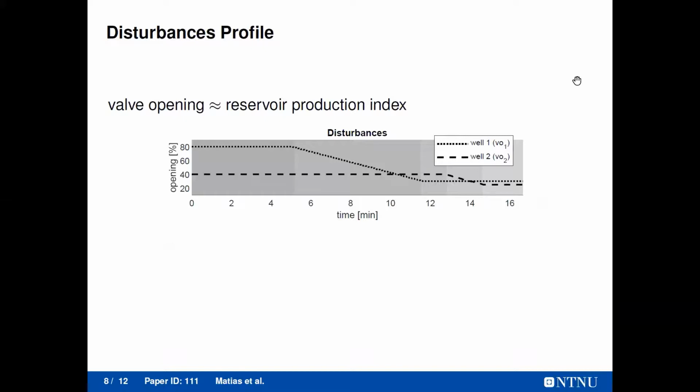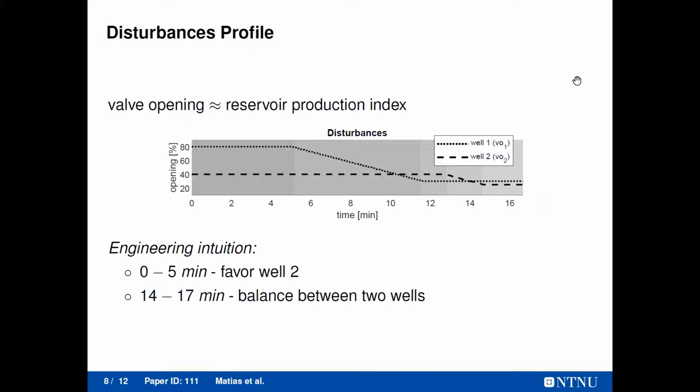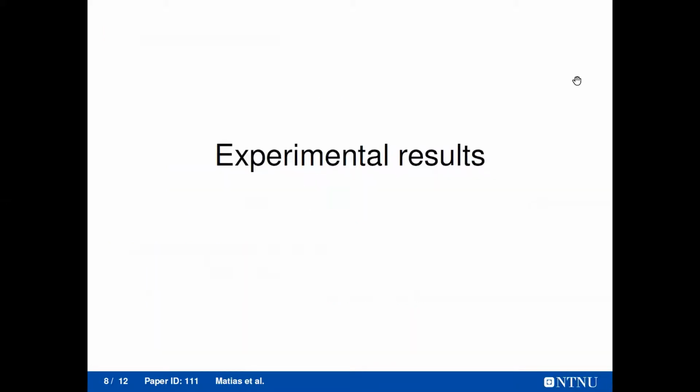Since we don't exactly know what the optimum is here, we had to use engineering intuition to determine the expected behavior of the production optimization methods. I'm not going to go into too many details here, but between 0 and 5 minutes, it's expected that more gas is injected in well 2, since there is less material inside and the oil production gain relative to injecting 1 unit of gas is larger here. Near the end of this scenario, it is expected that the methods balance the gas lift more equally between the two wells. So now let's check out the experimental results.